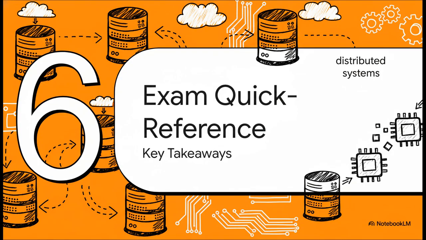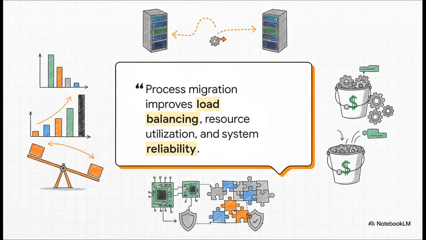All right, let's pull all this together and switch into exam prep mode. If you get a 10-mark question on process migration, this is how you want to frame your answer. You want to lead with a strong, clear definition. You can say something like, process migration is the mechanism that allows a running process to move between machines. Its purpose is to dynamically optimize the system by improving load balancing, making better use of available resources, and increasing overall system reliability and fault tolerance.